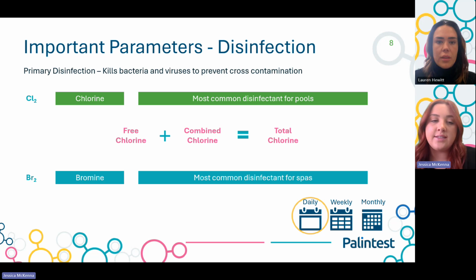Bromine is a popular disinfectant used in hot tubs and spas. It's favoured by hydrotherapy pools and spas as it's more active at higher pH levels and more effective at higher temperatures. Bromine also has additional benefits in that it doesn't cause irritation to the skin or eyes that you may get from the byproducts of chlorine disinfection. We recommend that bromine levels are maintained between 4 to 6 milligrams per litre.